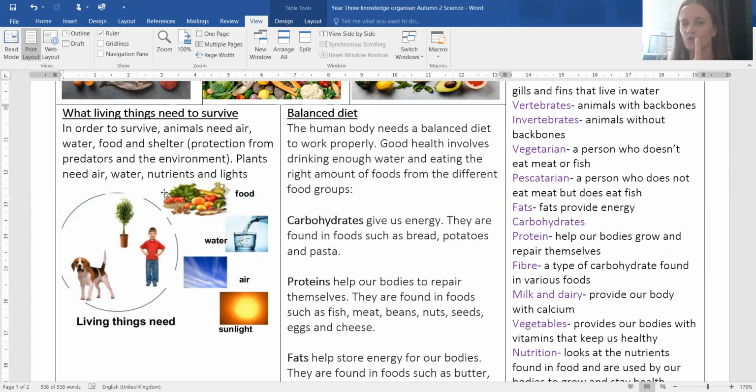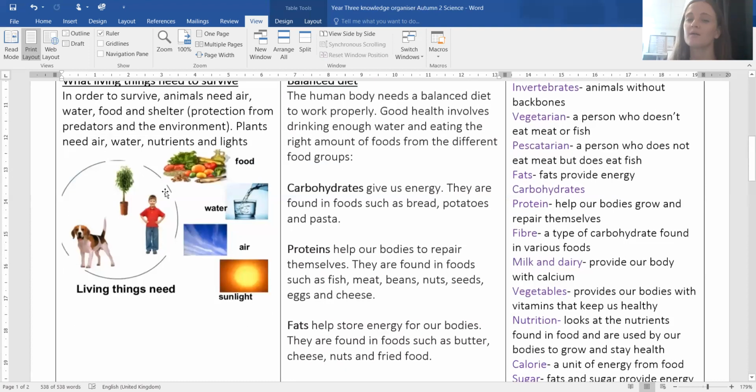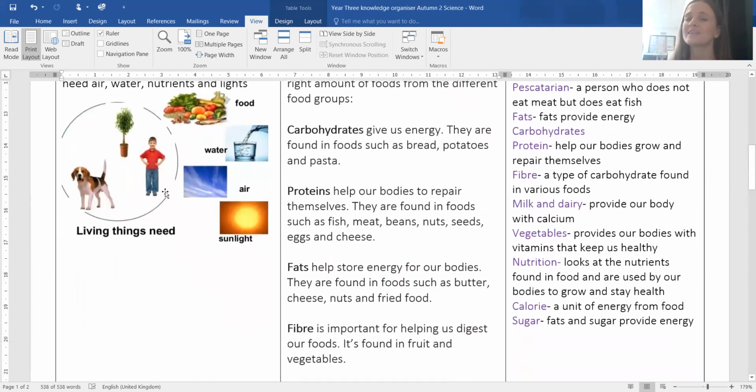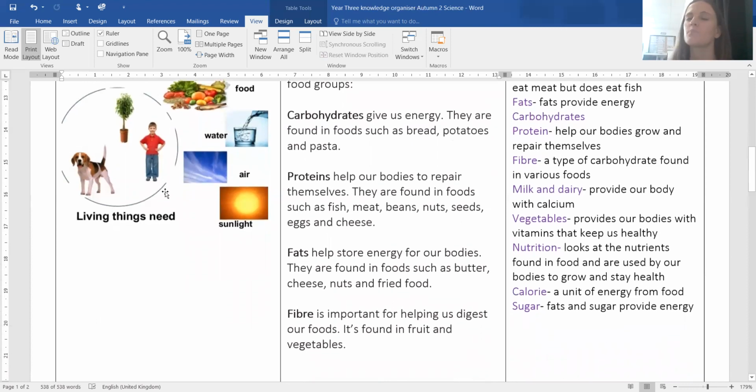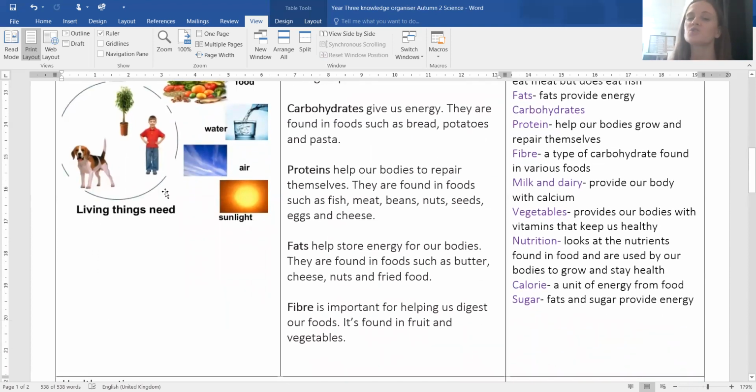So the first food group that we look at is carbohydrates, and these give us energy. You can find carbohydrates in foods like bread, potatoes, and pasta. Proteins help our bodies to repair themselves, and they are usually found in foods like fish and meat. And for those people that don't eat meat, they can find protein in beans, nuts, seeds, eggs, and cheese.